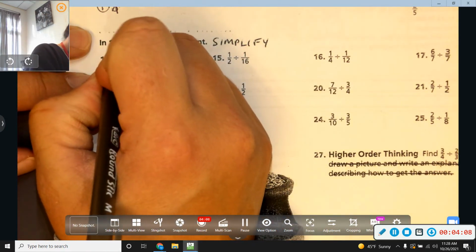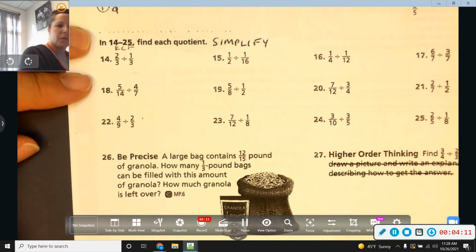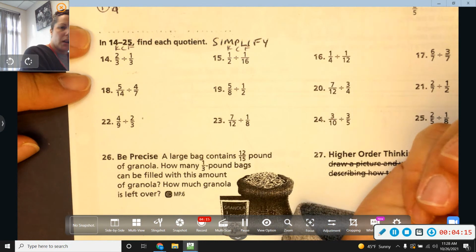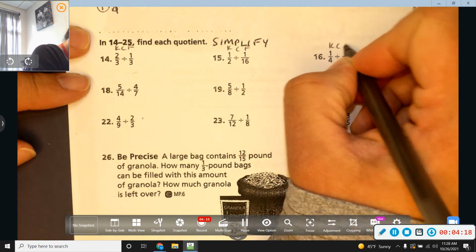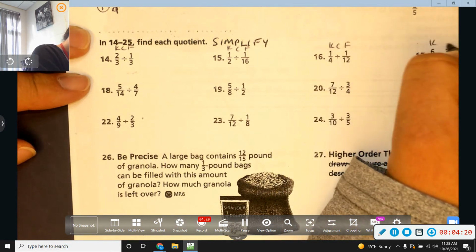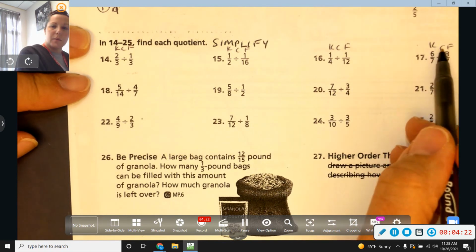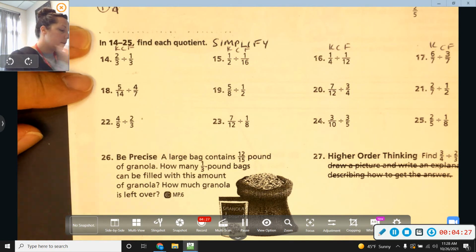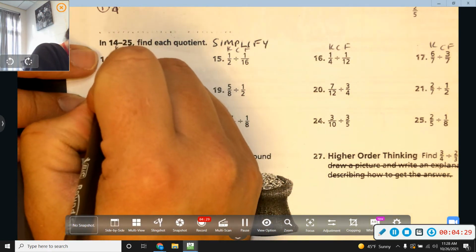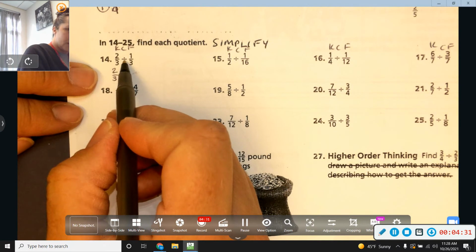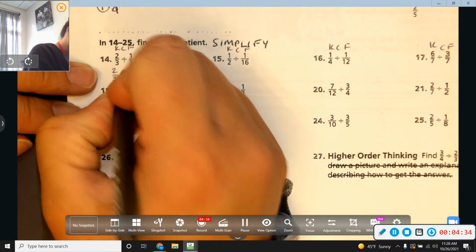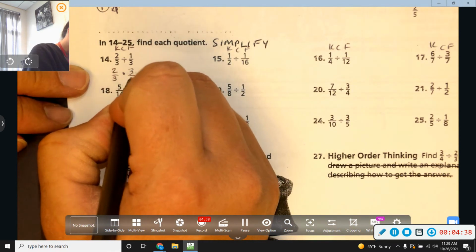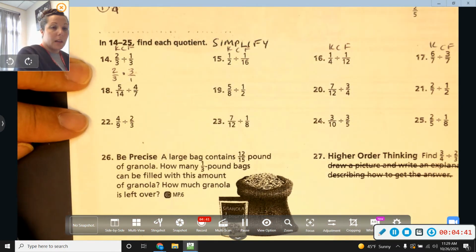So I know that I have to keep, change, flip. And I'm going to do that for all of them, right? So keep, change, flip. And if you need to write keep, change, flip, then you write it, alright, if that helps you. I keep my 2/3. I change divide to times, and I flip my 1 over 3 to 3 over 1. I love it when this happens.